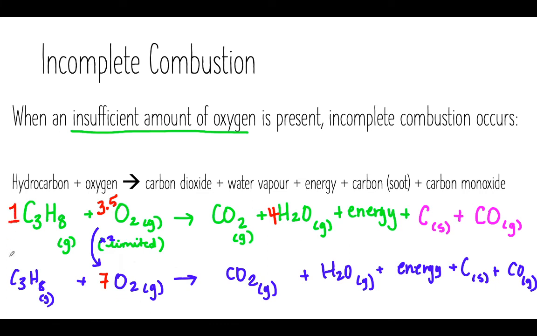So if this is 1, I can write this as a 2. If this is 1, this is going to be 2. This is 4, so this is going to be 8, right? Because I'm multiplying this by 2. Energy stays the same. This has a coefficient of 1, so this is going to be 2. This is a coefficient of 1. This is going to be 2.